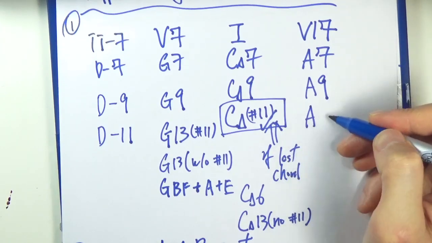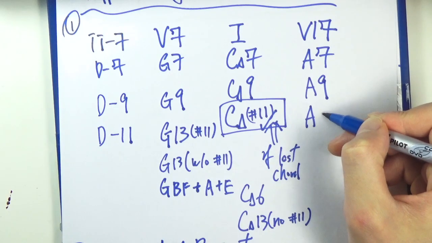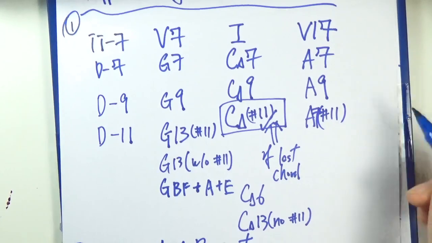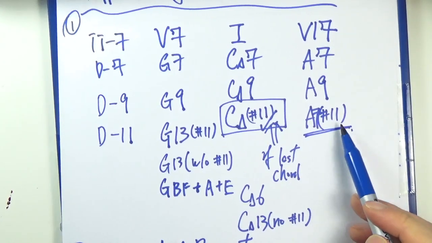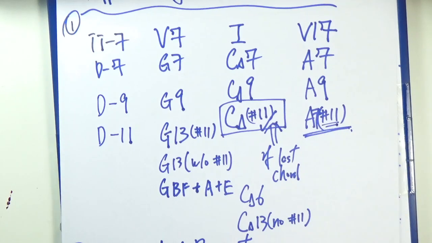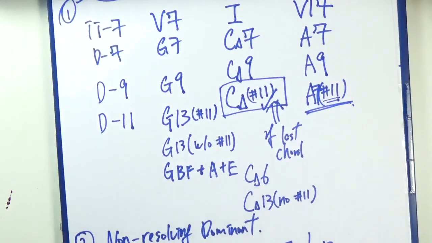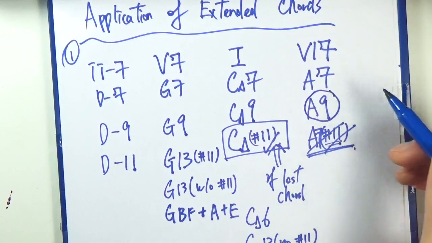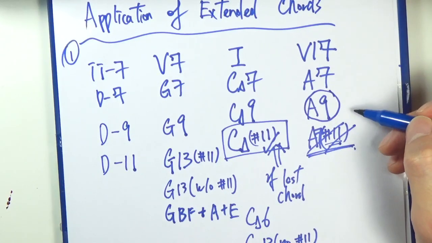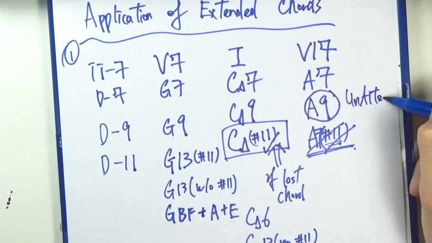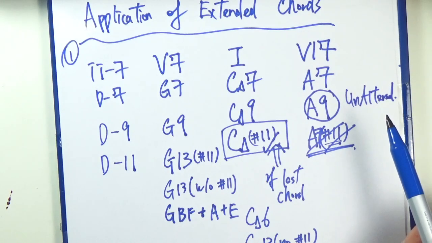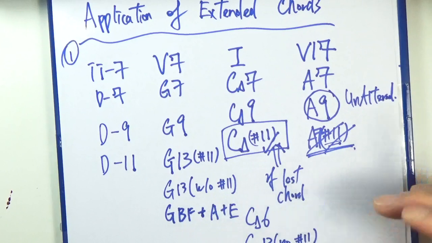So let me explain why not sharp 11. If we do A7 sharp 11, A7 sharp 11th is actually a tension that is mostly reserved for the non-resolving case. Okay, we'll talk about that here. So usually we just stick with a 9th chord if we want to use the unaltered version. Unaltered version meaning the tensions would be somewhat stable. Okay, so no sharp or flat 5 or sharp or flat 9 just yet.